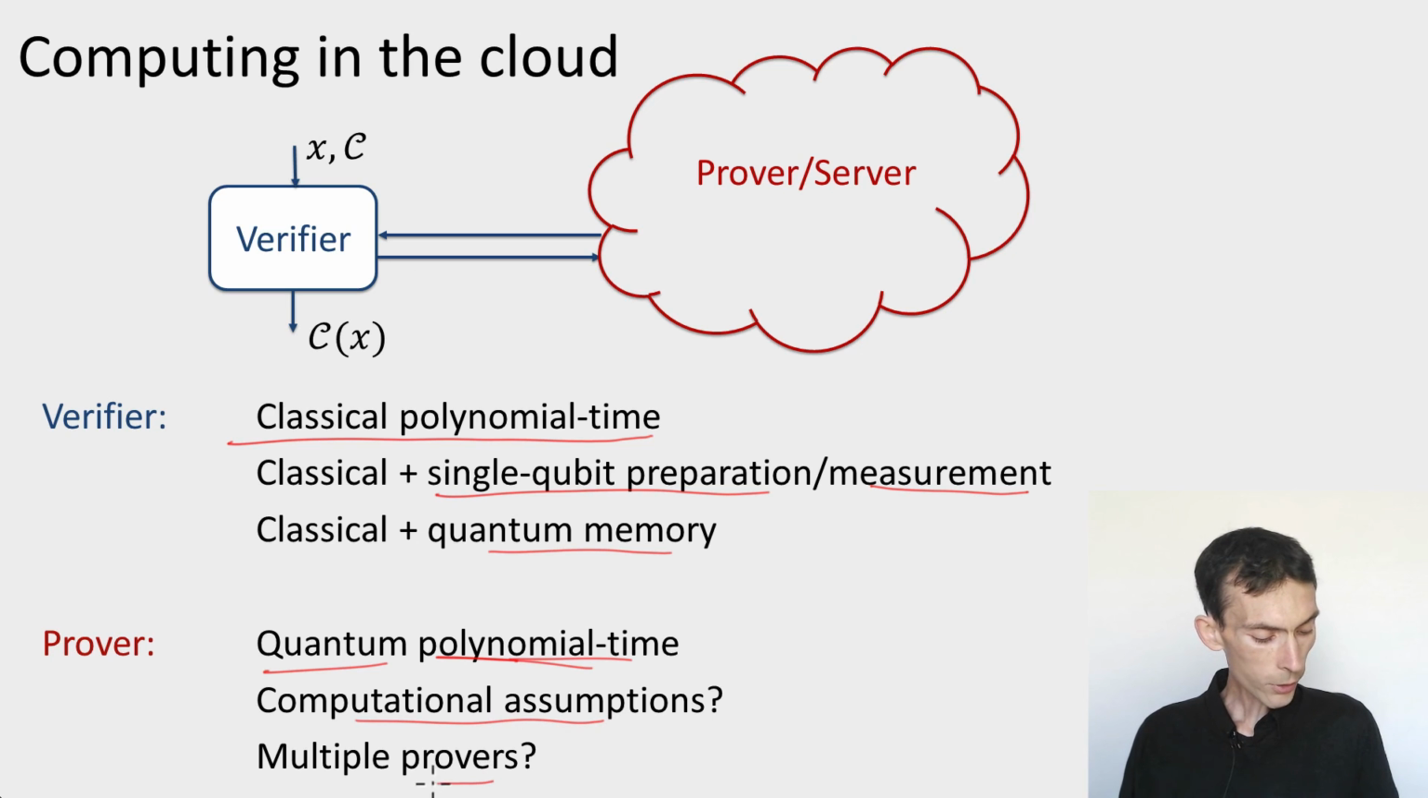Another assumption that we'll use later on is that it might be useful if the verifier is able to interact with not one prover but two provers, such that these provers are spatially separated but maybe they share quantum entanglement. We'll see that this can be a useful way to perform delegated computation by using the two servers to check one's answers against the other. This is something that we'll see a little bit later.